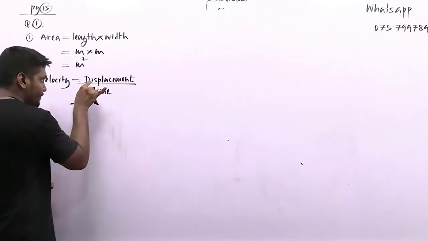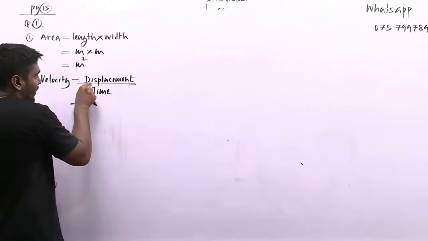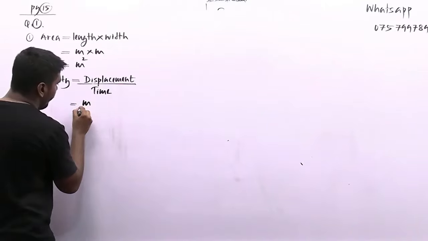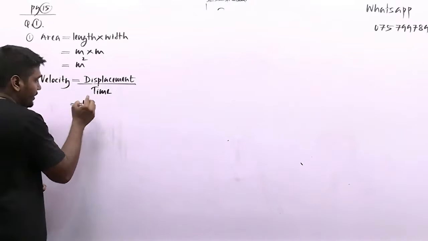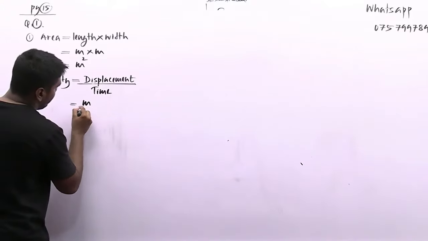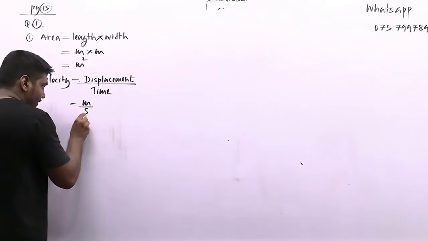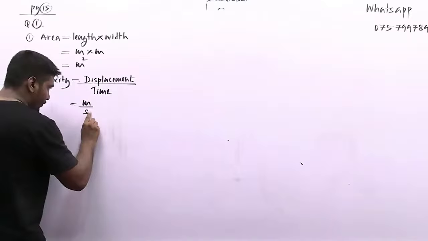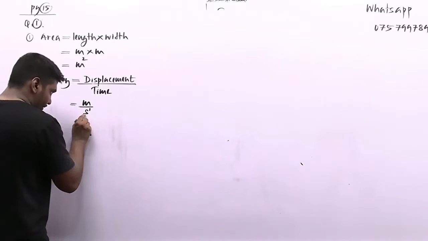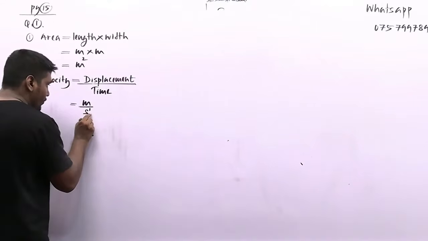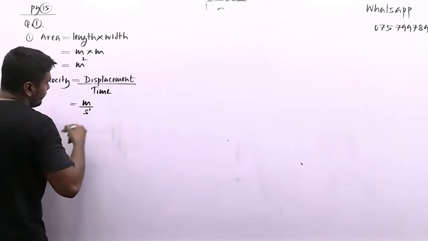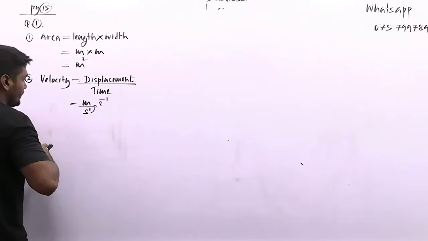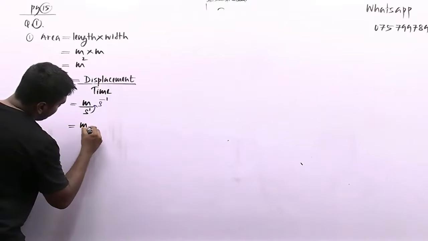Displacement is also a length. Then what must be the SI unit to measure length? It is measured in meters. Time is a basic quantity, measured in seconds. When the second is in the denominator and goes to the numerator, what is the power of the second? The power of the second is 1. When s to the power 1 goes to the numerator, it becomes s to the power minus 1. Therefore, velocity is measured in meters per second.